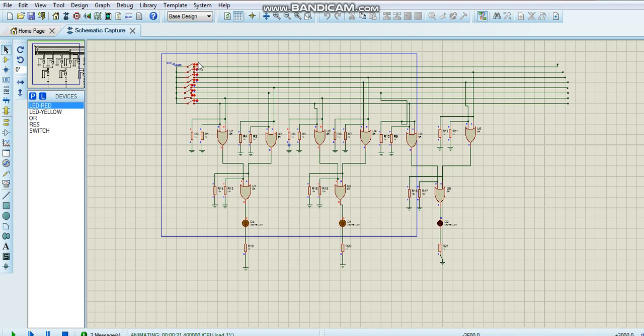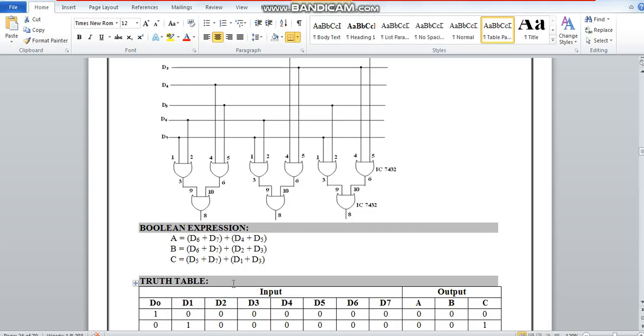Similarly, you can check for all the data pins and see whether the circuit is working or not. Try to build the circuit in PROTEUS and check whether the circuit is working. So this is about encoders. The reverse is the decoders. Let me stop it over here. We will go to decoders.